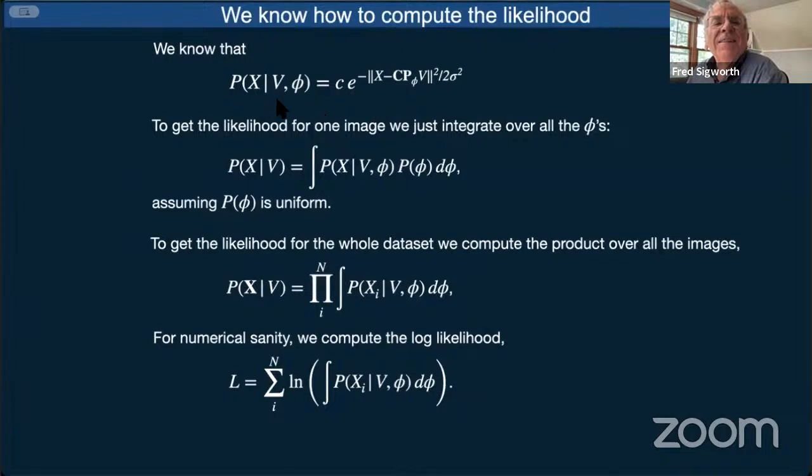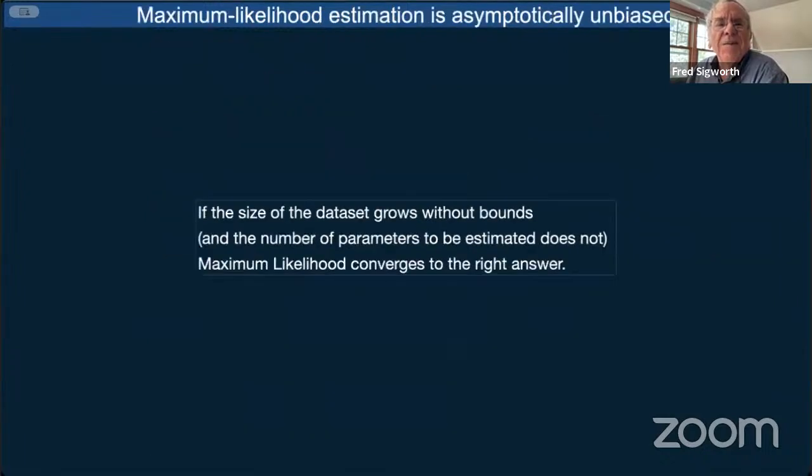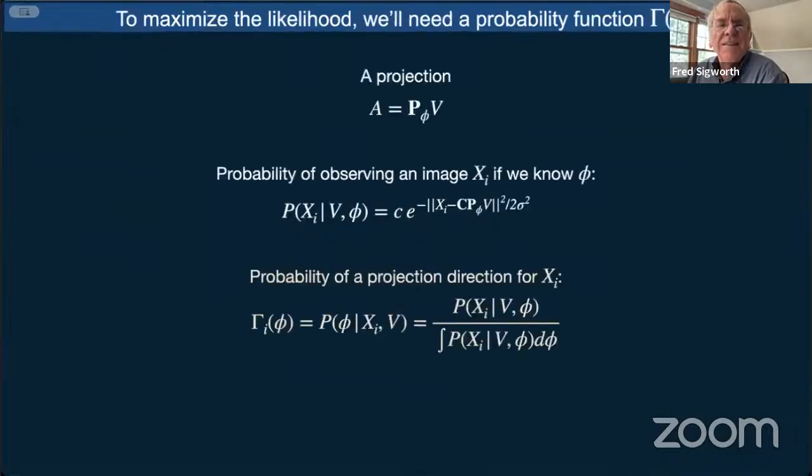Okay. So this is what we're trying to get, and we get it here by looking at the probability, assuming that we know what the projection angle is, but we don't. So we just integrate it out. This is what statisticians call marginalizing over the latent variable. Now, maximum likelihood is really cool because it's asymptotically unbiased. If the data set grows without bounds, then maximum likelihood converges to the right answer. At least that's what the statisticians tell us.